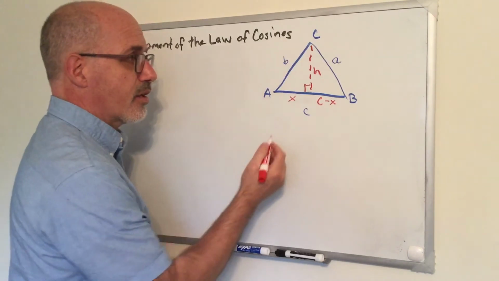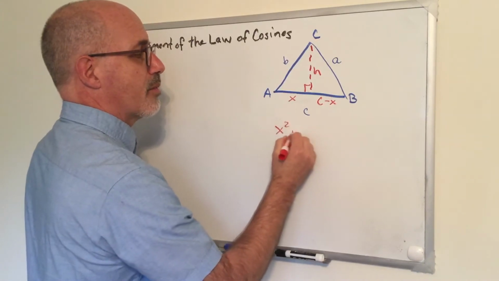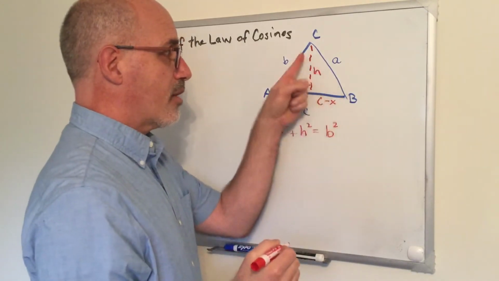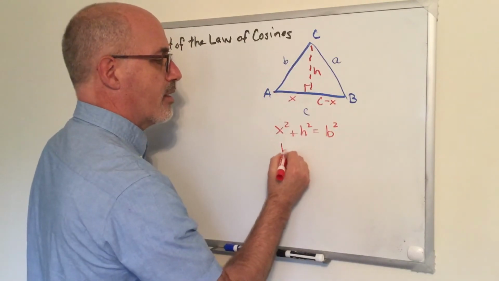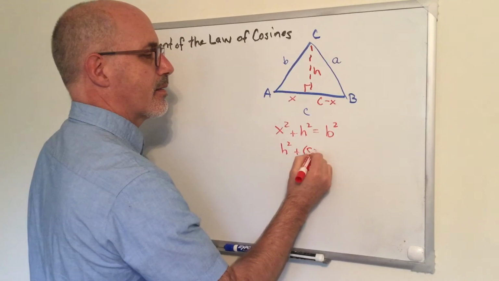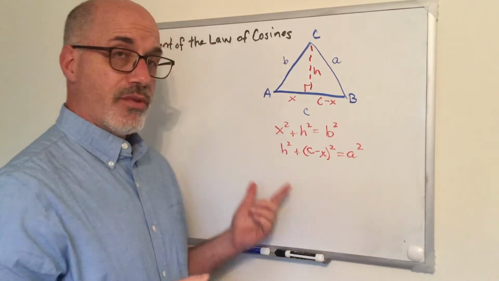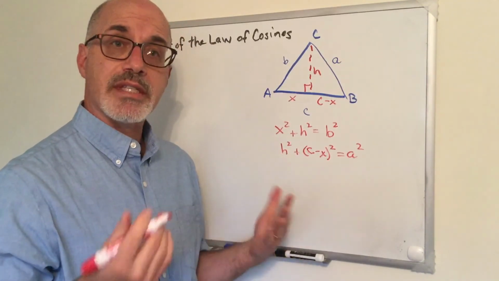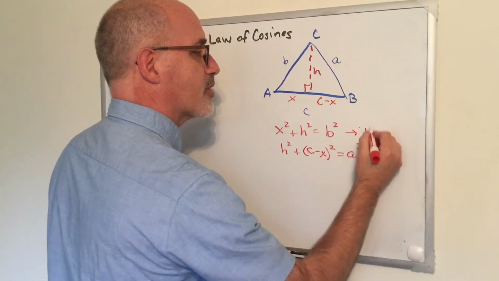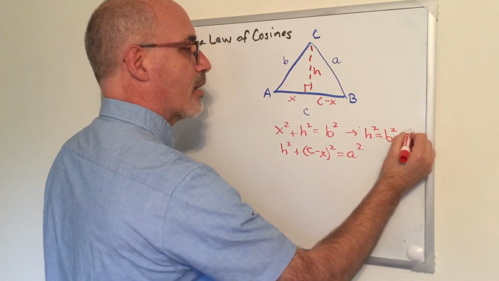I'm going to, over here, do the Pythagorean theorem for this triangle. So what I get is x squared plus h squared equals b squared. For this triangle, what I get is h squared plus (c minus x) squared equals a squared. Now, in both of these two triangles, I have an h squared, so let's get that by itself. So in this first one, I'm going to have h squared equals b squared minus x squared.